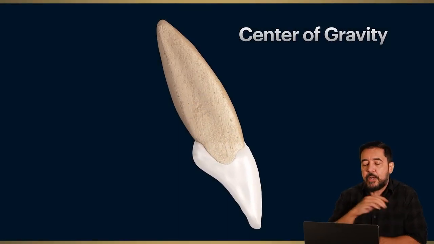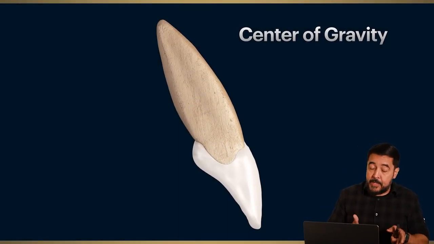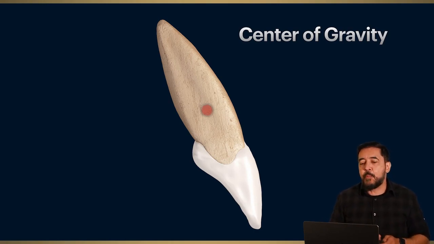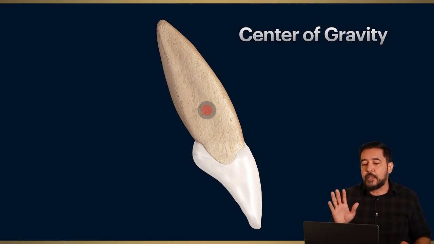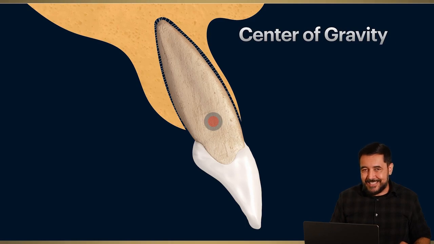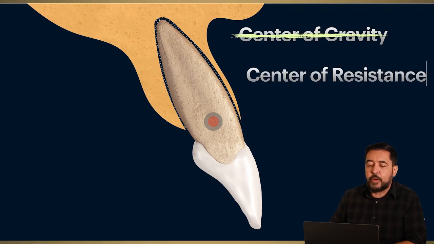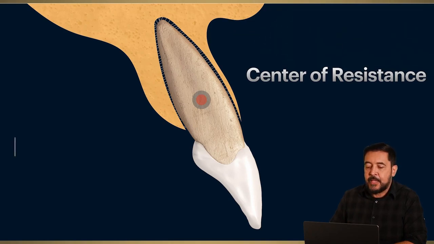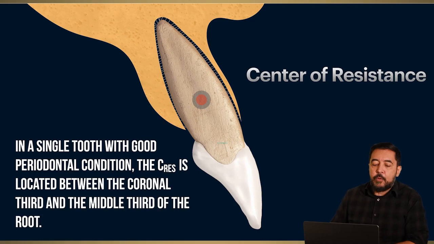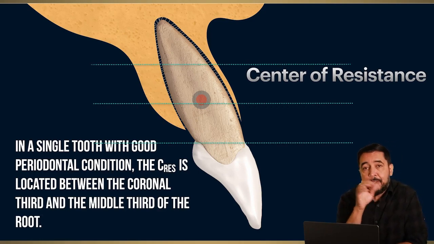And now we can have a different situation, a different relationship between the center of gravity. In this case, we are not calling it the center of gravity anymore, but something different, the center of resistance. Because, as I told you before, this is not a free body. It's restrained, and we call it the center of resistance. And we know by calculation from some articles before that it is located in a different position from its center of gravity, or center of mass, in a single tooth with good periodontal condition. So this is something that we have to keep in mind.